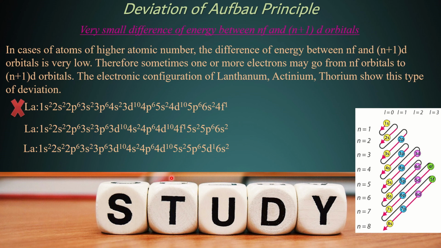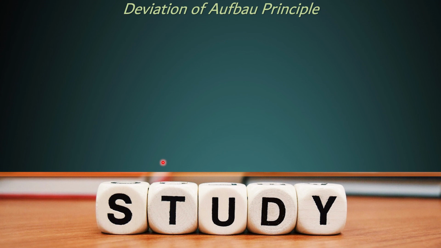So here this is the wrong electronic configuration. This one is also wrong, but this electronic configuration is correct. Here, if we write it up to 5p6, that means the fifth inert gas, helium, neon, argon, krypton, xenon, up to 5p6, this is the electronic configuration of xenon, and the electronic configuration can be written as xenon 5d1 6s2. The same type of deviation is noticed in actinium and thorium also.